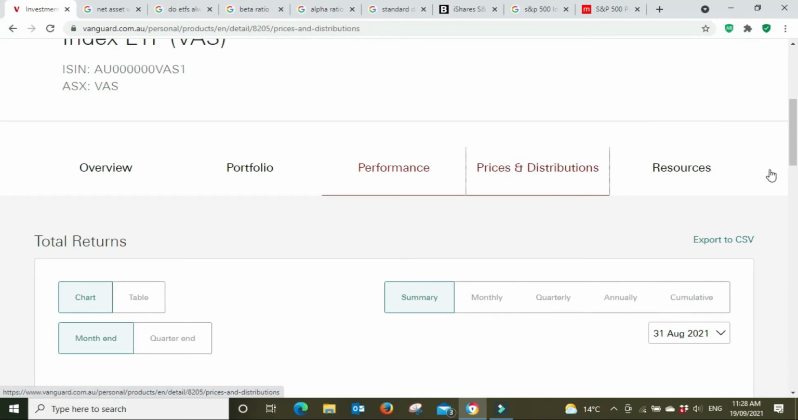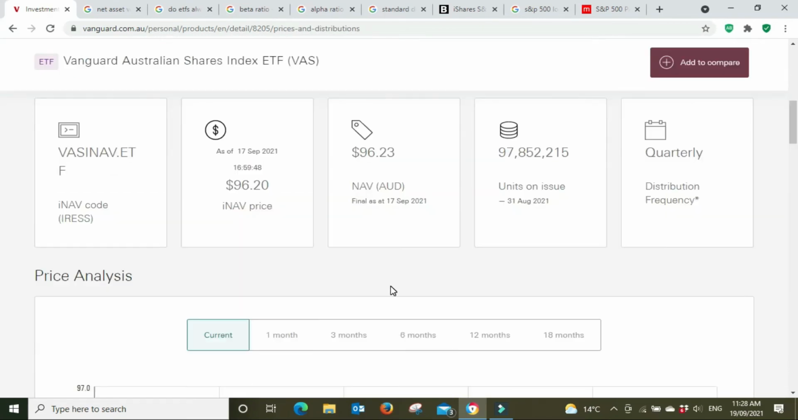Prices and distributions. Okay, so we've just got some information here. Units on issue. And this was on the other overview screen as well, I believe.